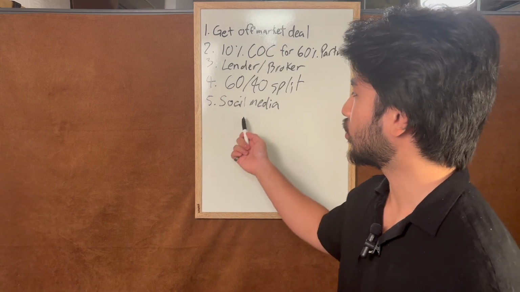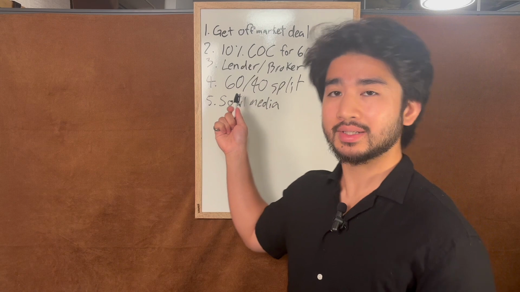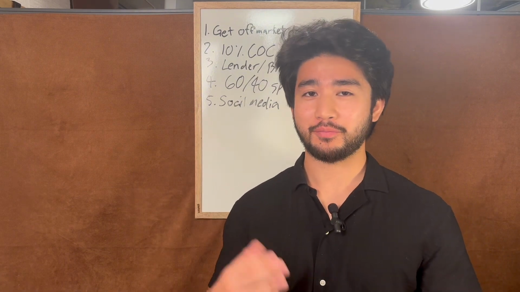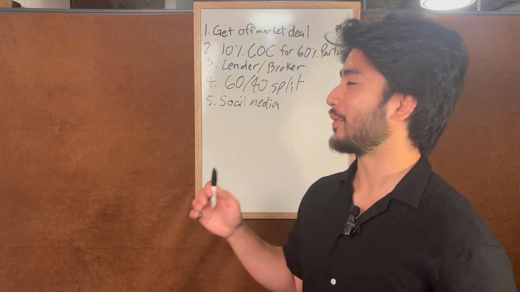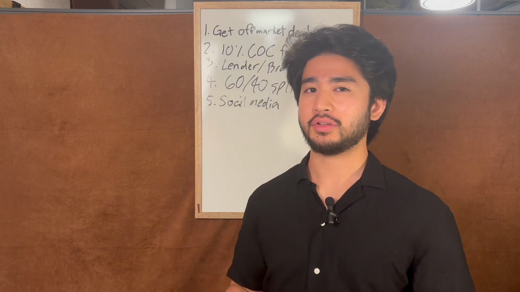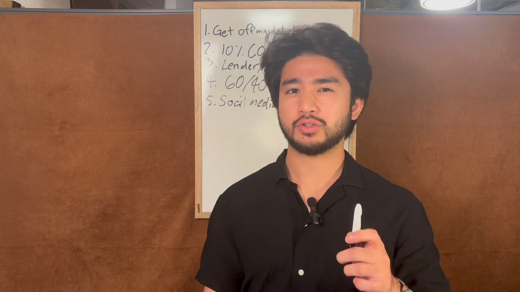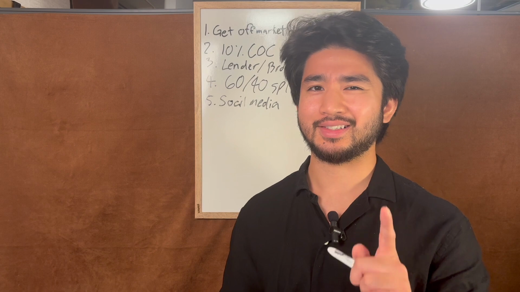Now, the whole point with social media is to have abundance, because what's going to happen is when you pitch the 60-40 split, 80% or even 90% of the people who you pitch the deal to, they're going to say no, because people are greedy and they don't understand the concept yet. But 10% of the people are actually going to consider it. And from that 10%, you just need one person to say yes.